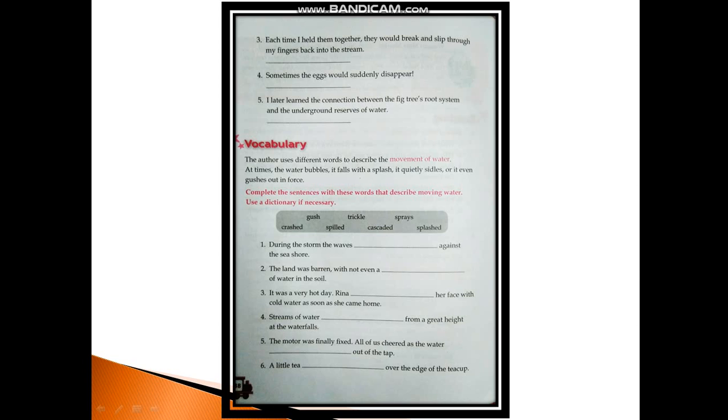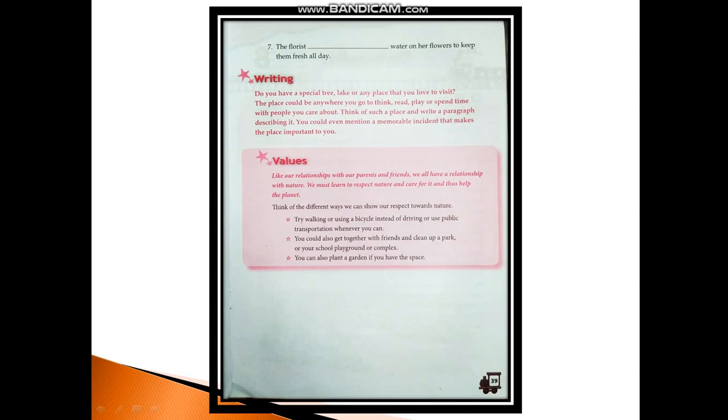Fifth is, the motor was finally fixed. All of us cheered as the water gushed out of the tap. A little tea spilled over the edge of the teacup. And the last one is, the florist sprays water on her flowers to keep them fresh all day.